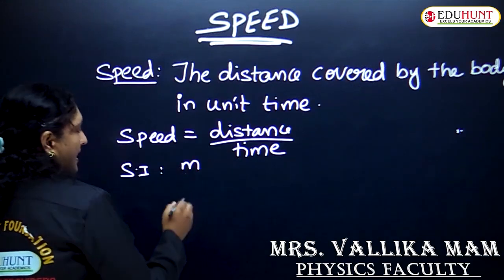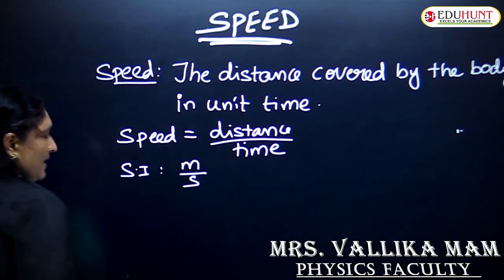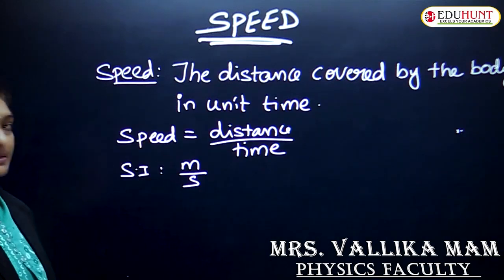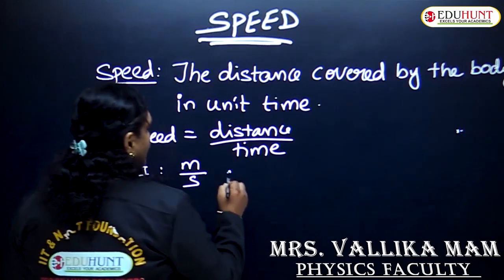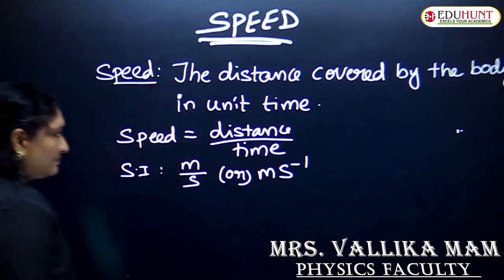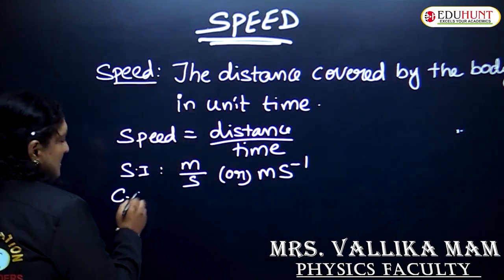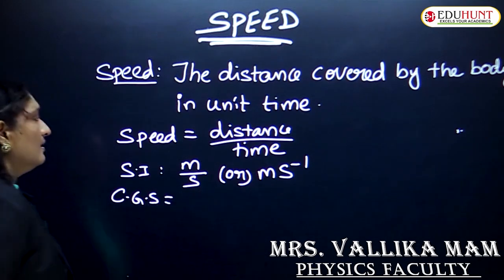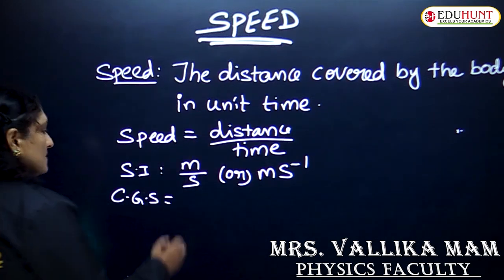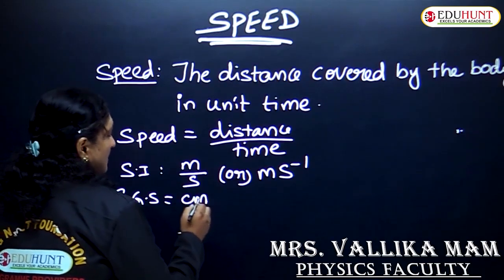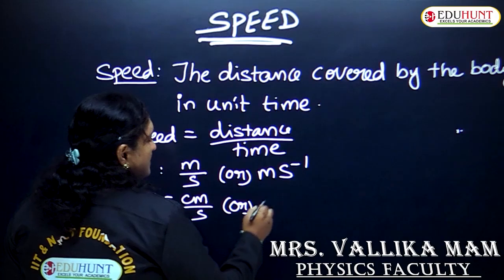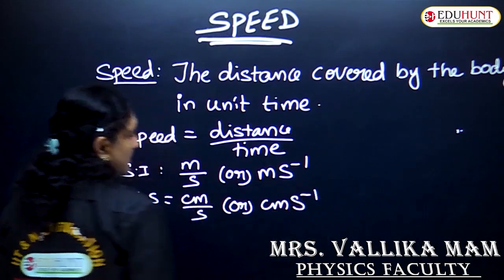meter and time is measured in second. Hence, the SI unit of speed is meter per second. This can also be written as meter second inverse. Whereas the CGS unit of speed: distance in the CGS system is measured in centimeters. Hence, centimeter by time means second. So this can also be written as centimeter per second.